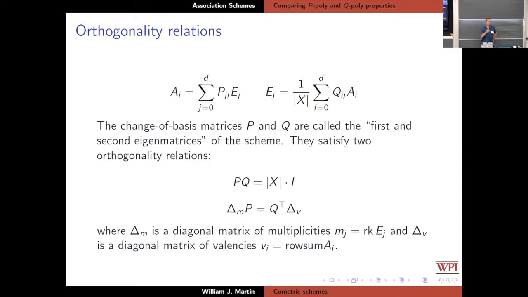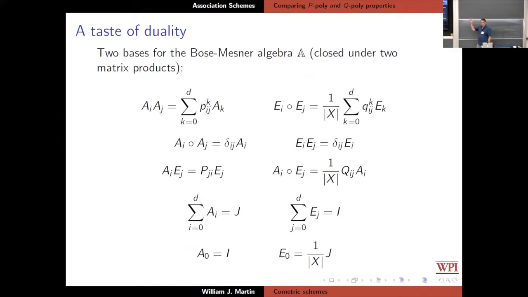P and Q are almost inverses of each other, but also, in the exercise in the notes, you can prove that P and Q are almost transposes of one another. If you transpose Q and scale the rows by 1 over the multiplicities, and scale the columns by the valencies of the graphs, then you get P. So if you've seen character theory of finite groups, you know that there are these orthogonality relations in the character table. These two orthogonality relations in the character table, this is a generalization of that. So this duality shows up all over the place, and this is just a taste of what happens.